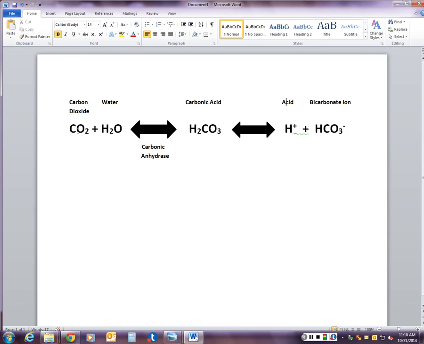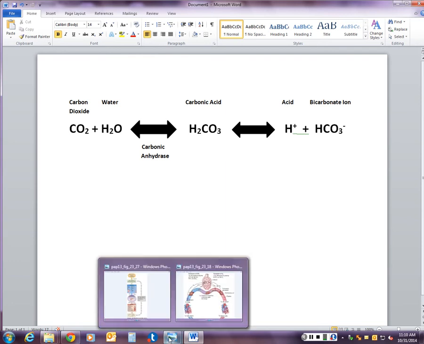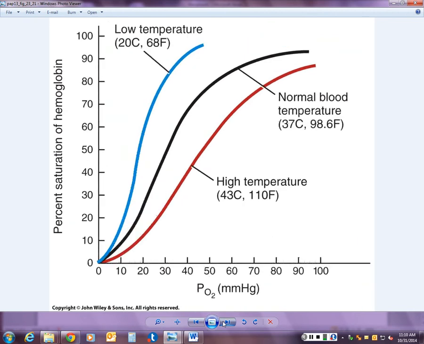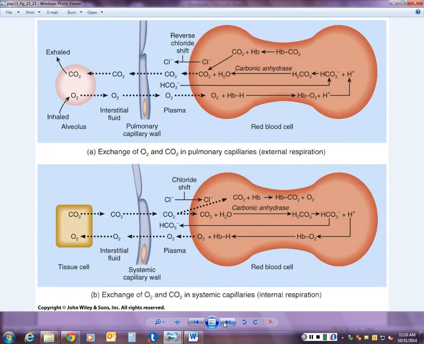Definitely remember the three ways, and we're about to get into the kind of final push here with external and also internal respiration. And that final push is meant to try and help you understand what's happening in these two diagrams. These two diagrams are an application of everything we've talked about to this point.